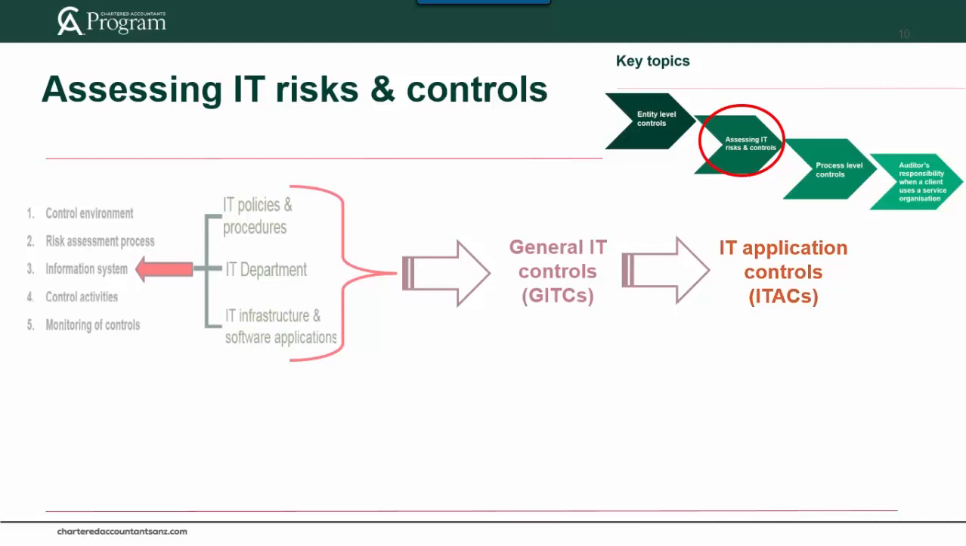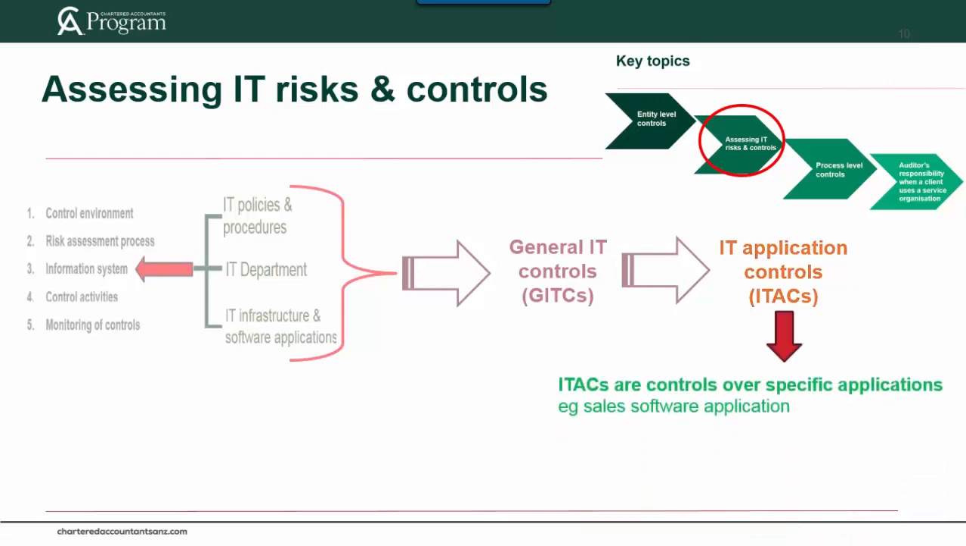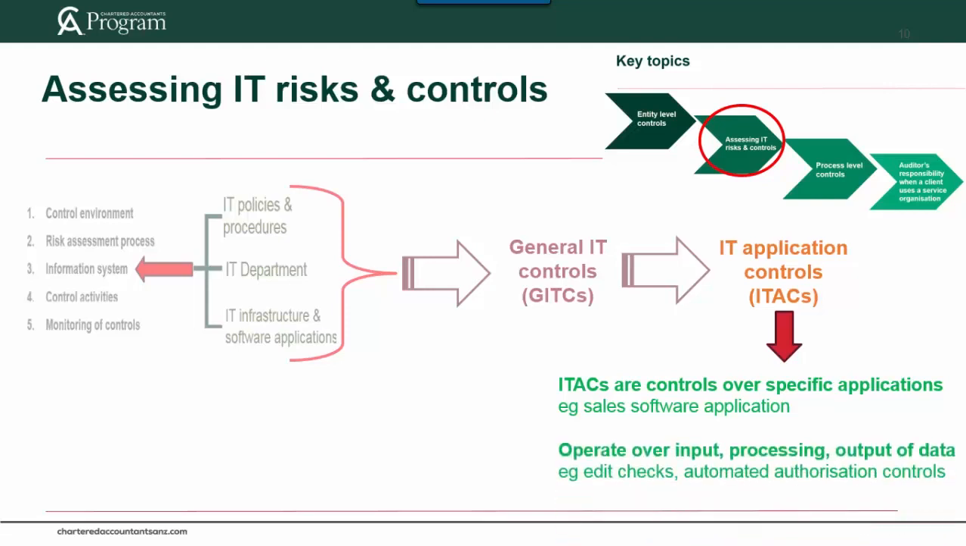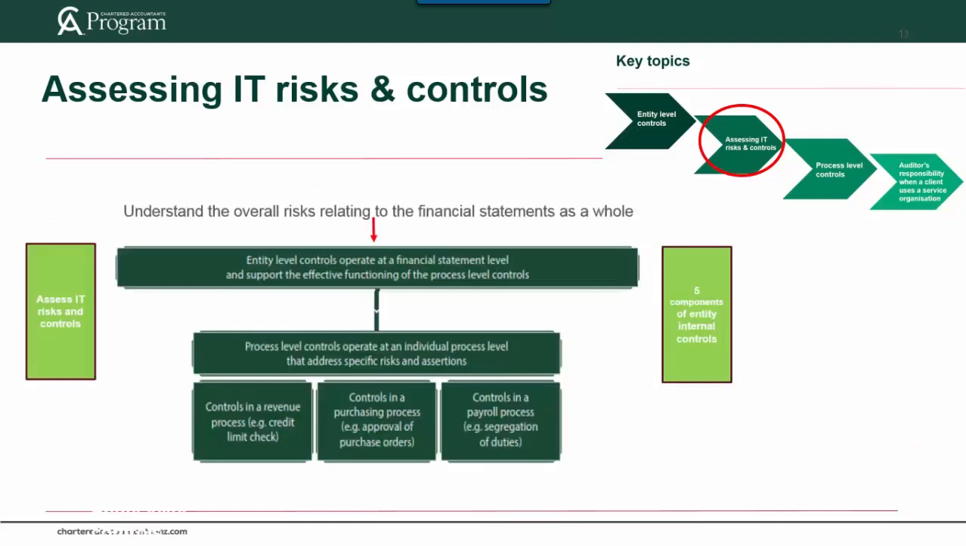IT application controls are controls over the specific IT applications, for example, the sales application used in the sales process. IT application controls operate over input, processing, or output of data. Examples of such controls include edit checks, validations, calculations, and automated authorization controls. In simple terms, general IT controls would operate at the entity level, whereas IT application controls would operate at the process level.